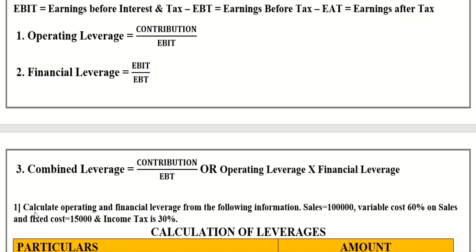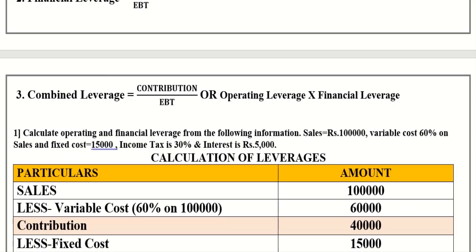The first problem here: calculate operating and financial leverage from the following information. Sales rupees 1 lakh, and the variable cost is 60% on sales, and the fixed cost is 15,000, and the income tax is 30%. Interest is rupees 5,000.